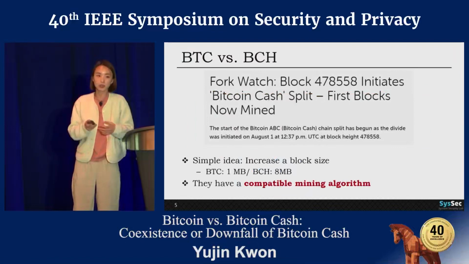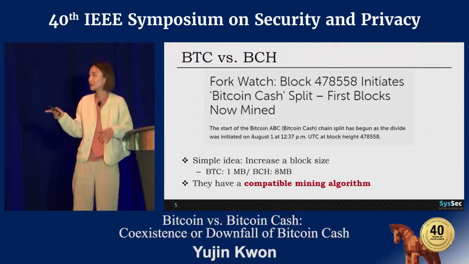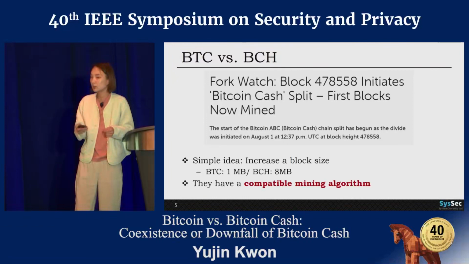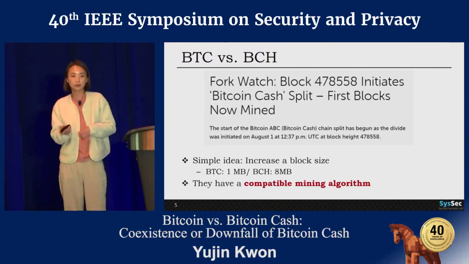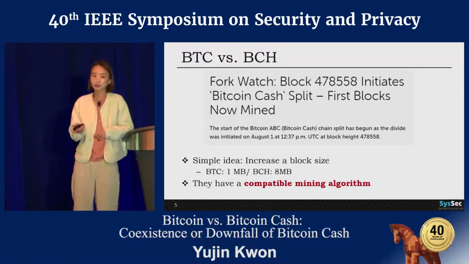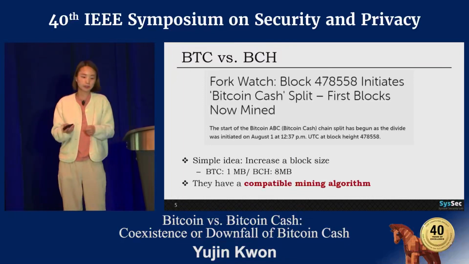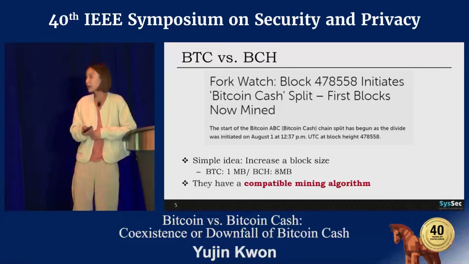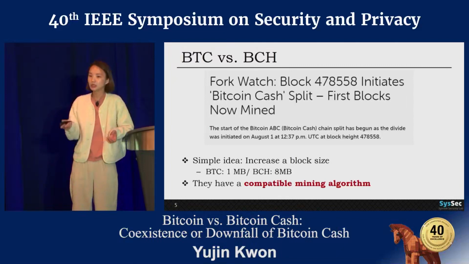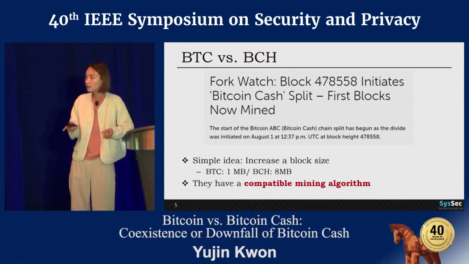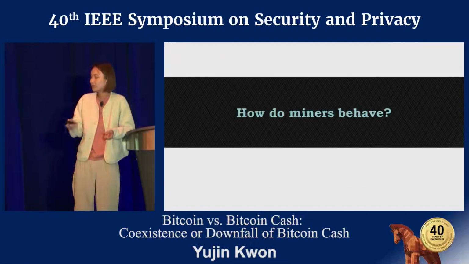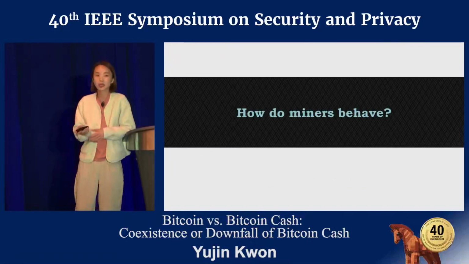BCH has increased transaction scalability through a simple idea: an increase in block size. Bitcoin has 1 megabyte as a block size, while Bitcoin Cash has 8 megabytes. Nevertheless, they have a comparable mining algorithm. Here, comparable mining algorithm means the miners can conduct both BCH and BTC mining with one mining hardware. In this situation, how do miners behave?